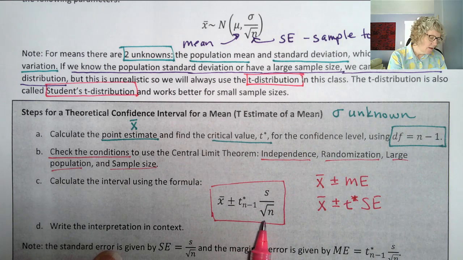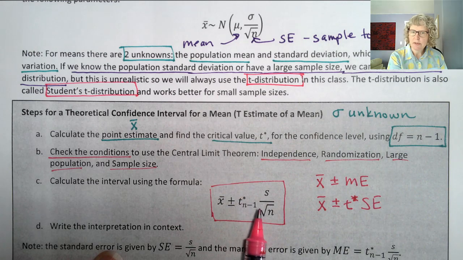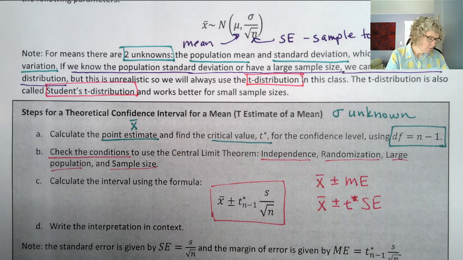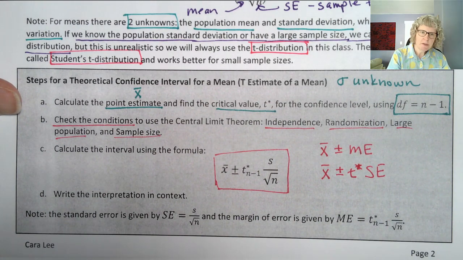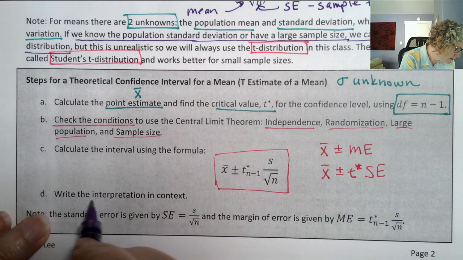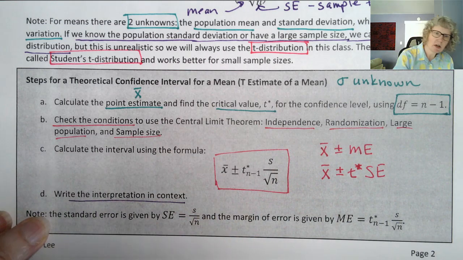Okay, and then divide by square root of n, and then I also just put a subscript to remind us that we have to use the degrees of freedom for the t distribution, and that is n minus 1. So I'll show you how that works pretty soon. Okay, so we've got our formula. Then, of course, we always write our interpretation in context.